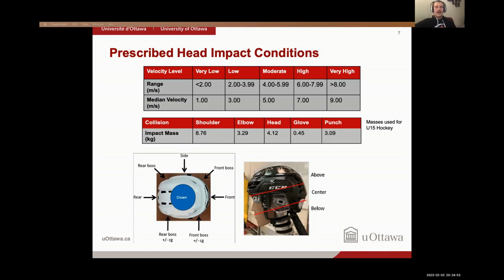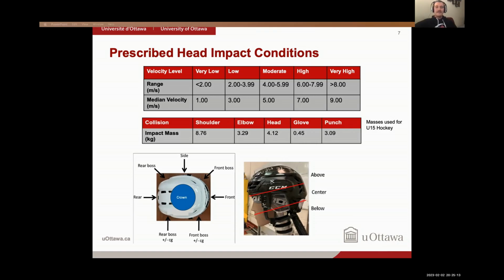Then we have location on the head. We divide the head into 45-degree sections, and then we have the crown right on top of the head. Based on our video analysis, we try to determine where on the head it was impacted, so that we can impact our crash test dummy to appropriately replicate the exact condition.